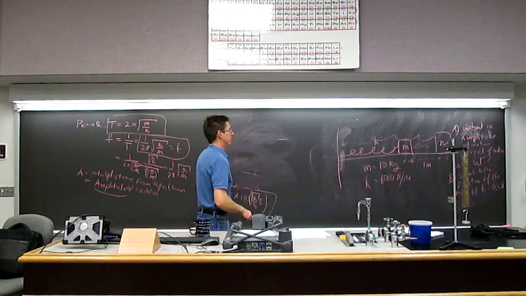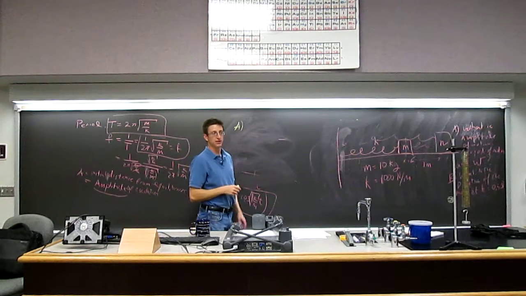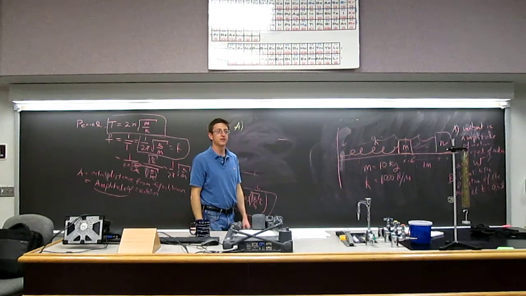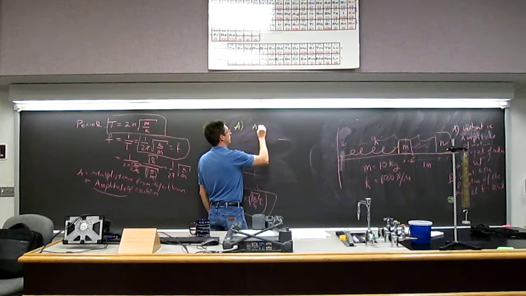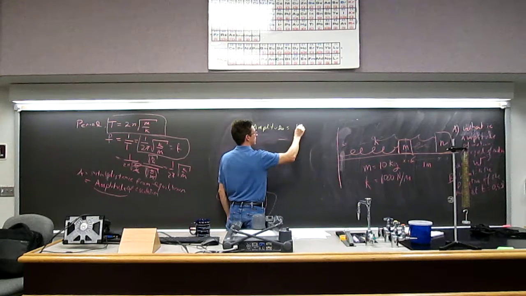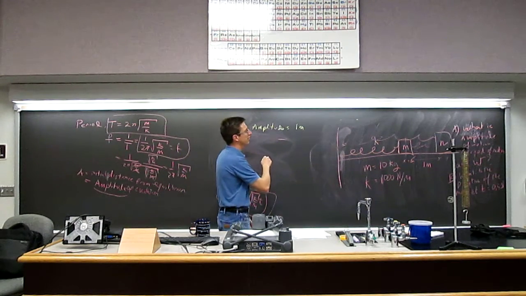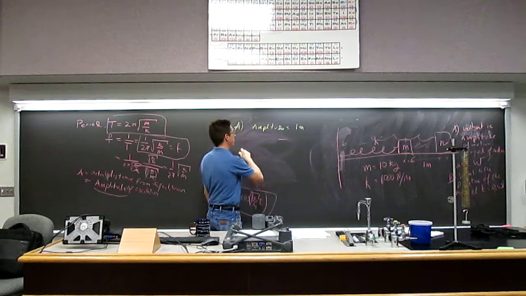So amplitude. Amplitude is how far I initially started it out, right? So amplitude is 1 meter. Okay. The period of motion and angular frequency.